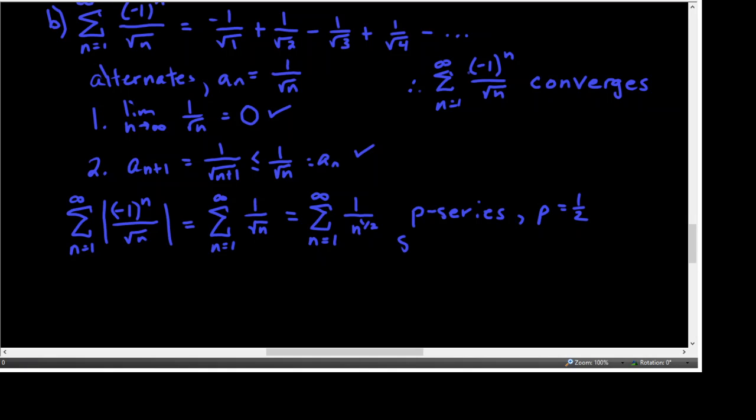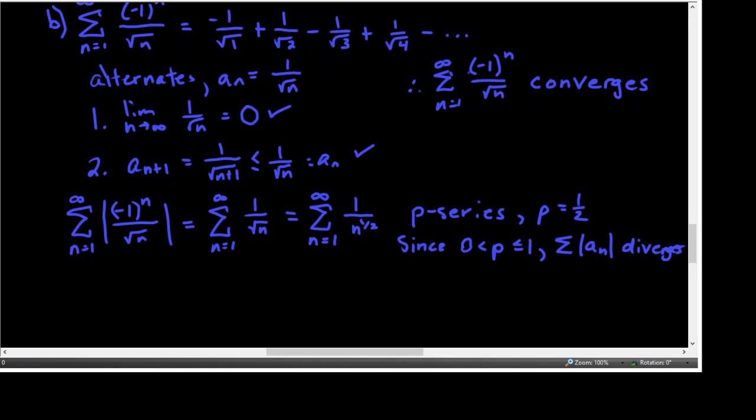So since p, I actually don't need the 0 because p is always positive. Forgot myself there for a second. It's okay to write that 0. It's good. Since in fact we're supposed to. I just thought about it for a little bit longer. Since p is less than or equal to 1, this series, the absolute value of our a sub n, diverges.